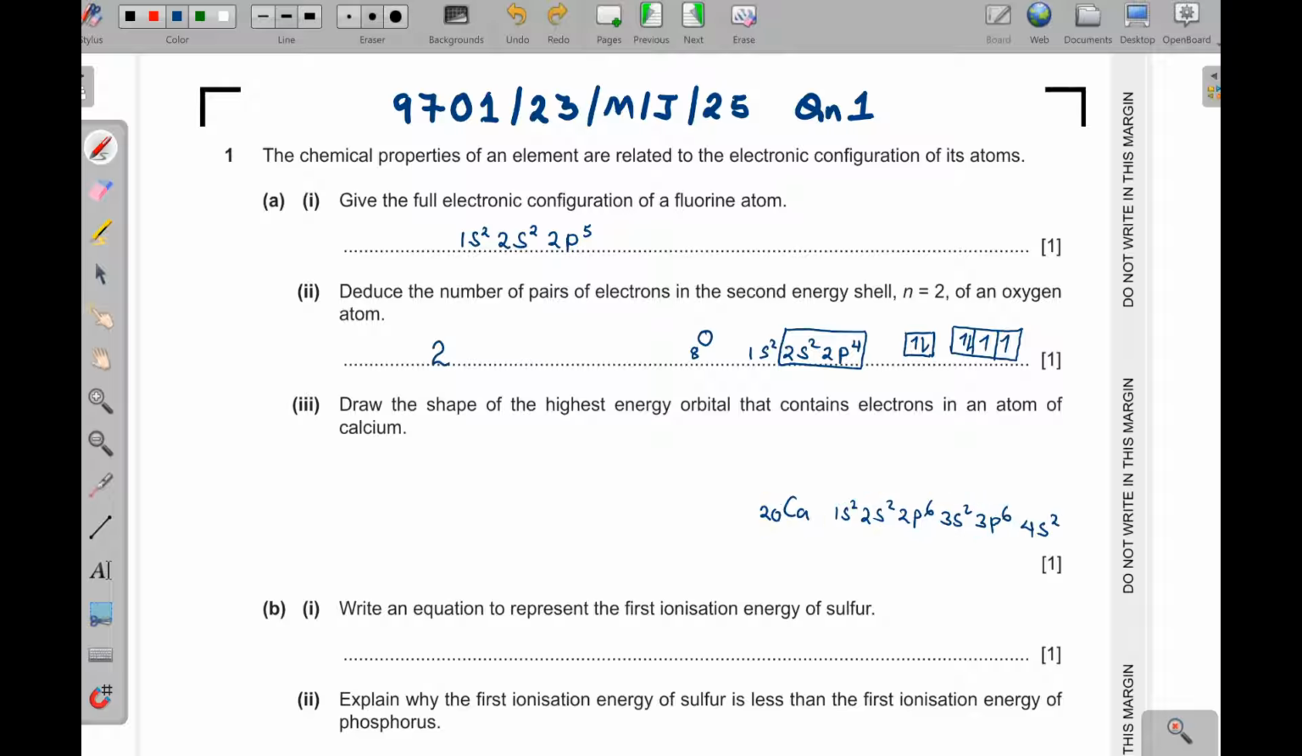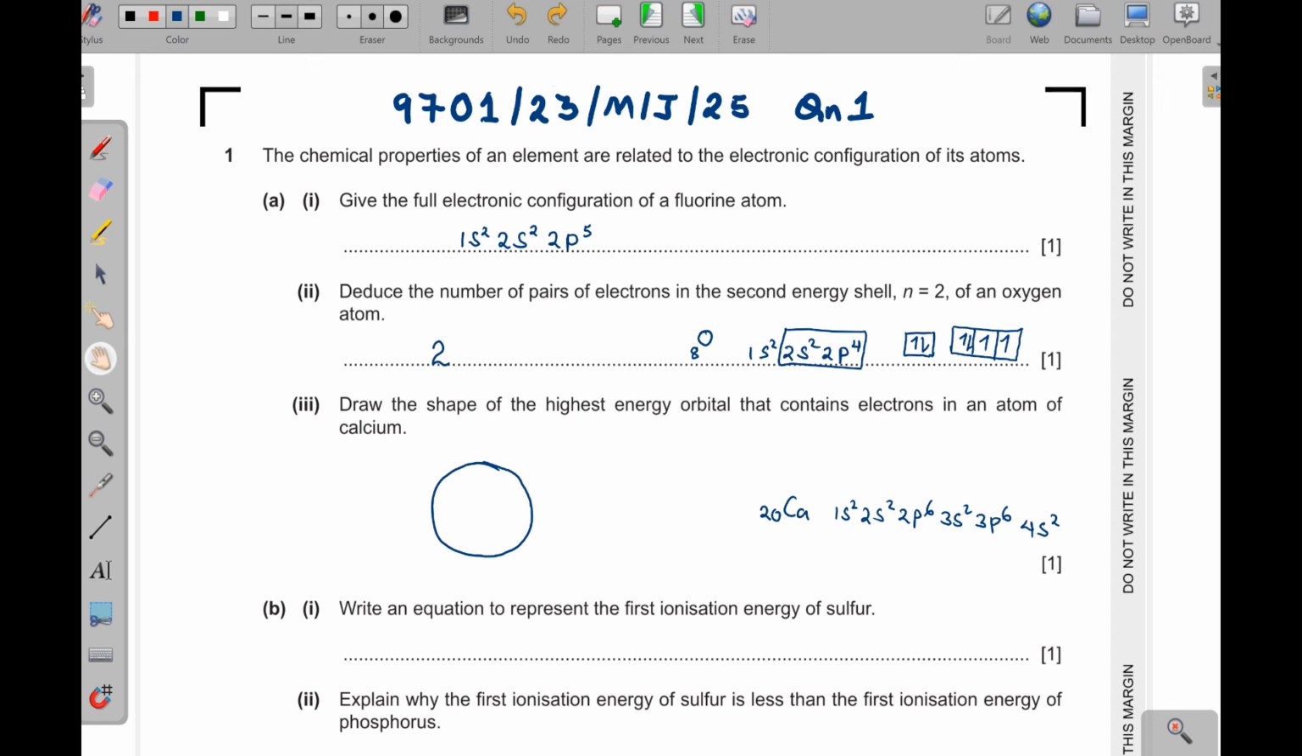So the highest energy orbital here is this one, the 4s. And an s orbital is spherical. So we just draw just a sphere like that. As simple as that. Then B Roman 1, write an equation to represent the first ionization energy of sulfur.